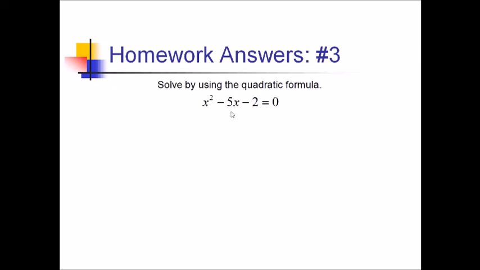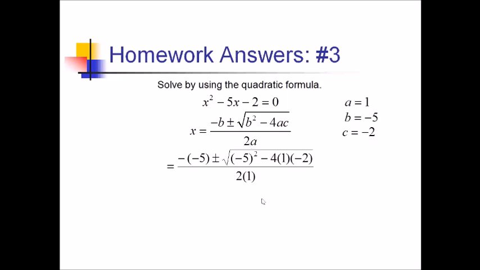For number 3, we are already in standard quadratic form, decreasing order of exponents and 0 on one side. So let's write our formula and figure out a, b, and c and plug it all in. For a, we've got an invisible 1 out here. B is a -5. C is -2. So we've got x equals -5 plus or minus square root of -5 squared minus 4 times 1 times -2 all over 2 times 1.